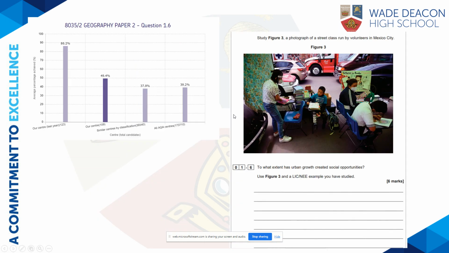Question 1.6: to what extent does urban growth create social opportunities? Obviously, a picture is given with it. Just amongst yourselves, very quickly, what do you think they're looking for when they ask this type of question on that resource? Evidence from the photo. Okay, of what?